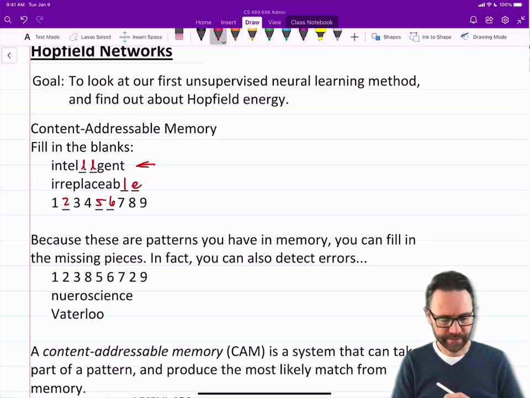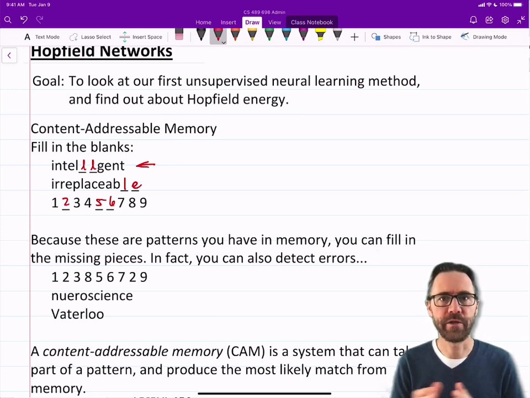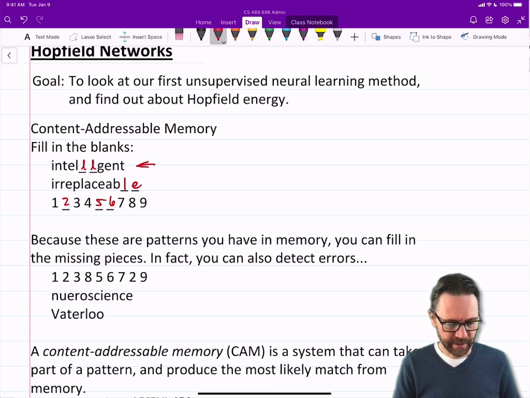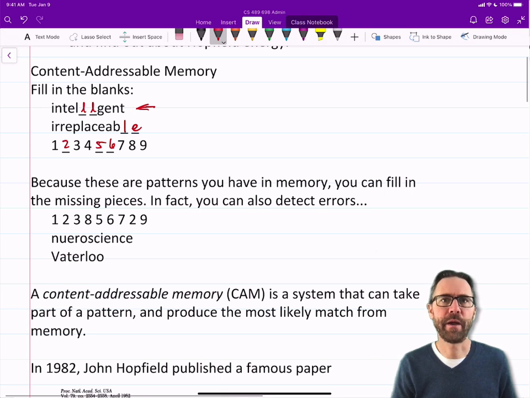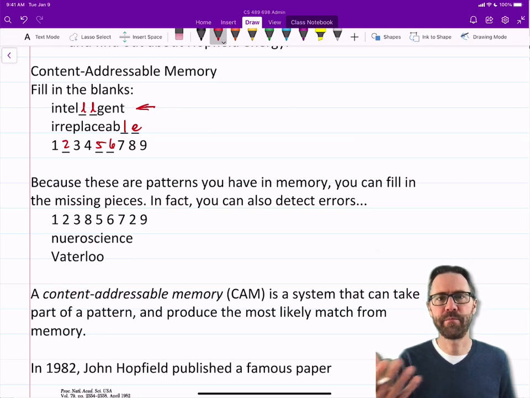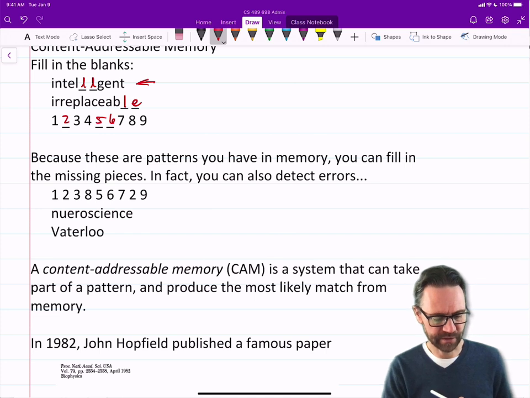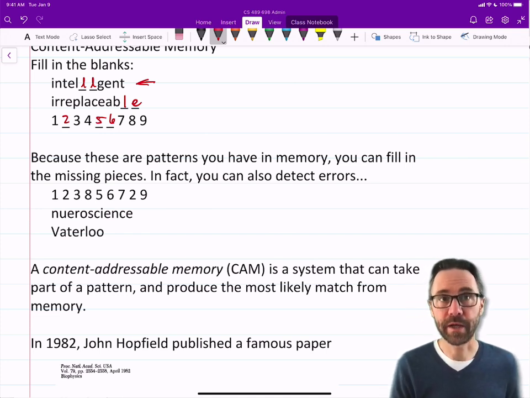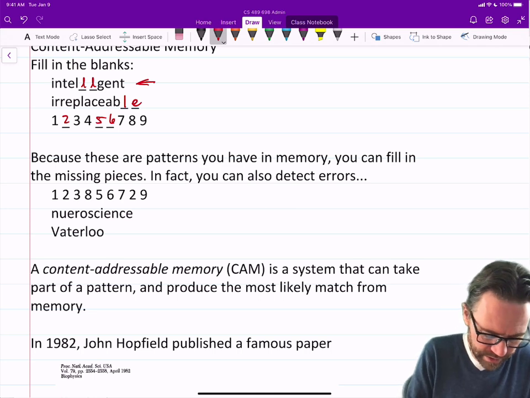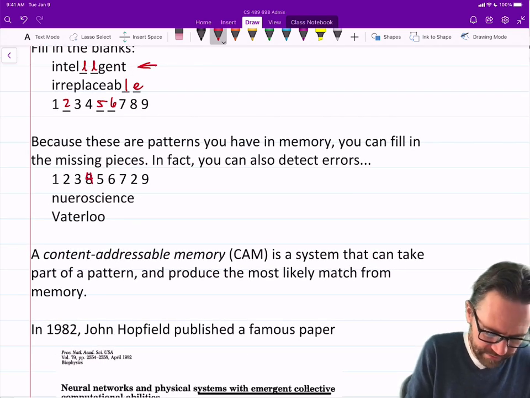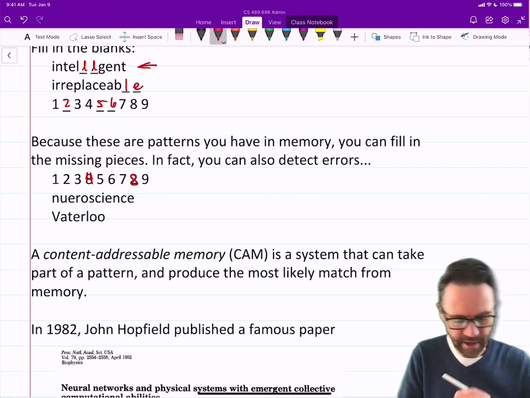If those were your answers, good for you. You have a well-functioning brain. What you did is you took a partial pattern and filled in the most likely completion. And because those are patterns that you recognize in your memory, you can fill in even when there are errors. Take these for example: 1, 2, 3, 8, 5, 6, 7, 2, 9. Of course, you can infer that it should be 1, 2, 3, 4, 5, 6, 7, 8, 9.